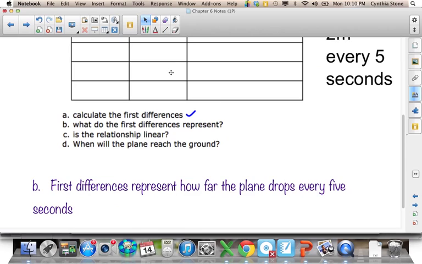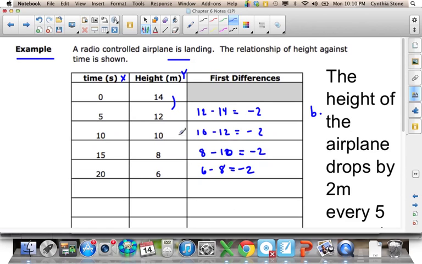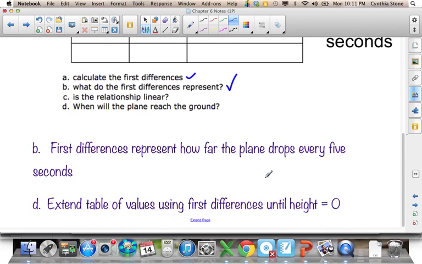Again, I really would like you to be in the habit of checking your answers when you're answering questions. I wrote the answer there: first differences represent how far the plane drops every 5 seconds. Is it linear? Yes, because the first differences are constant. So my answer to C is yes. I'm check marking as I go through the problem to make sure I've done every section.